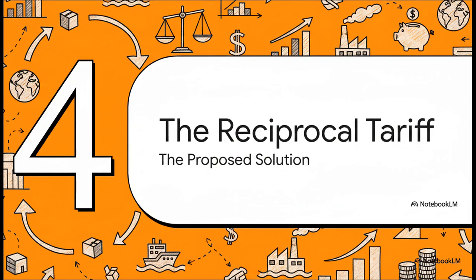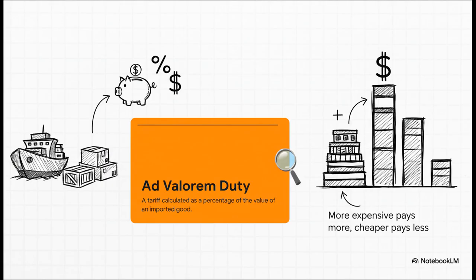All right, so we've laid out the problem and the supposed consequences. So what's the actual fix? That's what Section 4 is all about, the reciprocal tariff solution. First up, a quick definition. The order imposes something called an ad valorem duty. It sounds complicated, but it's really not. It's just a tax that's a percentage of the value of whatever's being imported. So a more expensive item pays more in tariffs, a cheaper one pays less.